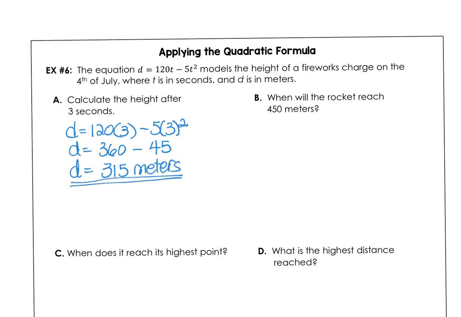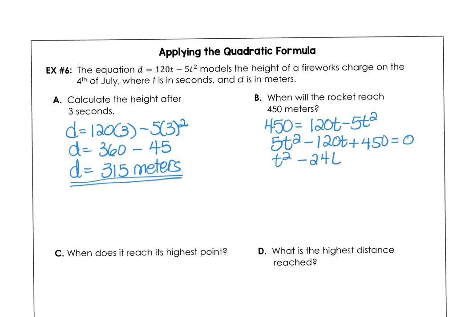So close to 1,000 feet. When will the rocket reach 450 meters? That means we want the distance 450 to equal the equation 120t minus 5t squared. So let's put the equation in standard form. 5t squared minus 120t plus 450. So divide through by 5 since each of the numbers is divisible by 5. And we find t squared minus 24t plus 90 equals 0.